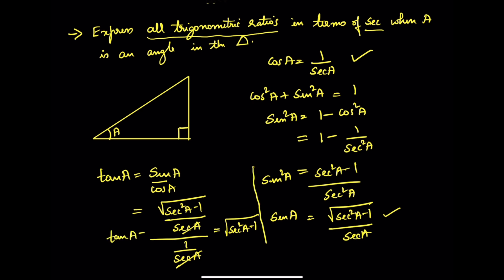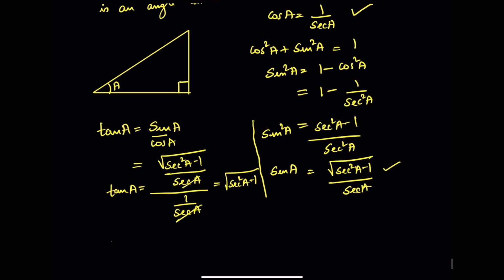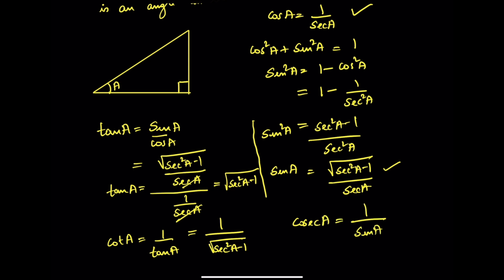Now once we have tan, cotangent is easy. Cotangent of A is just 1 by tan of A. So we will write it as 1 by square root of secant square A minus 1. So what is remaining now? Oh, cosecant of A. So cosecant of A is 1 by sine A. So we just take whatever we found for sine and invert it. So we will have secant of A divided by square root of secant square A minus 1. So we have solved cos, tan, cot, cosecant and sine.